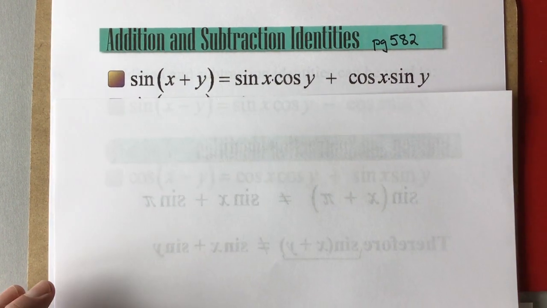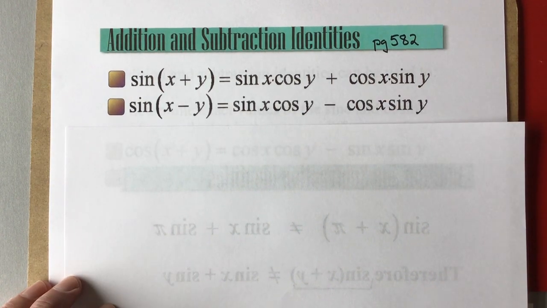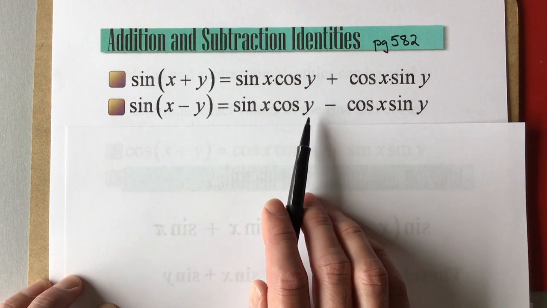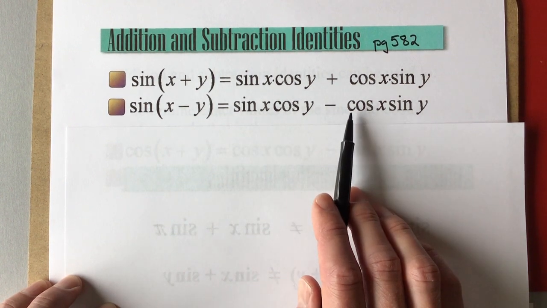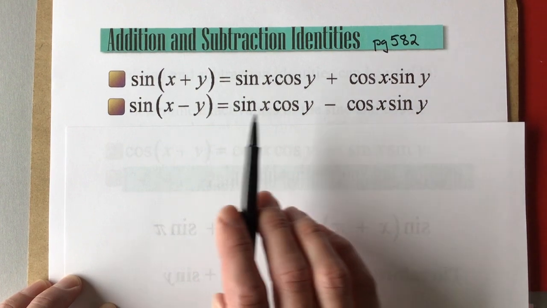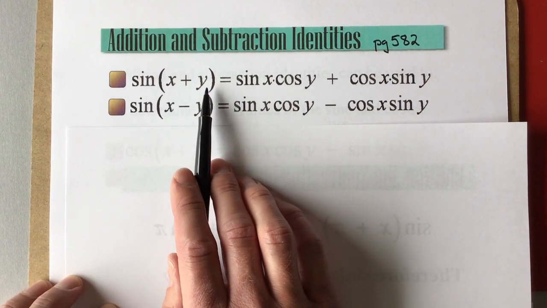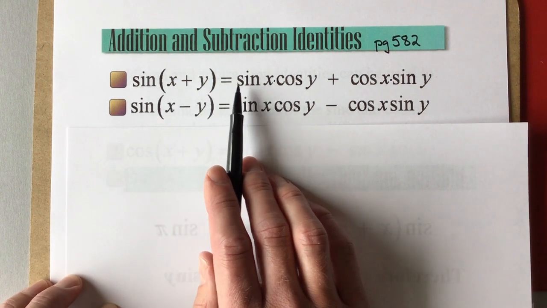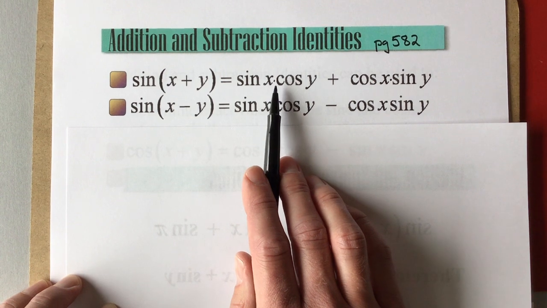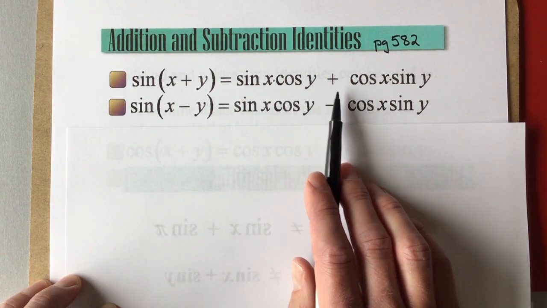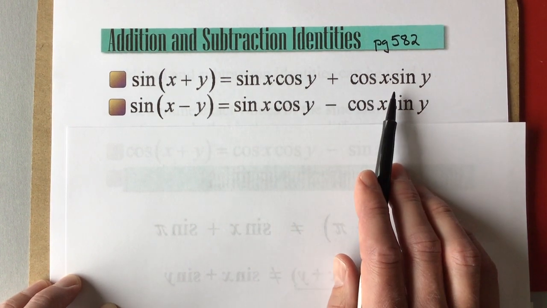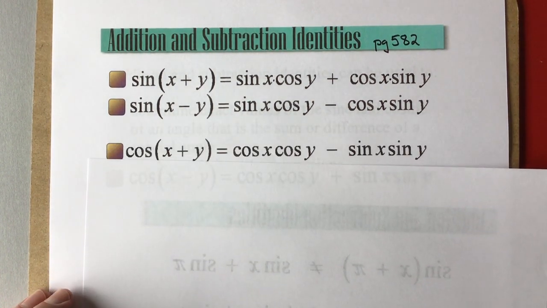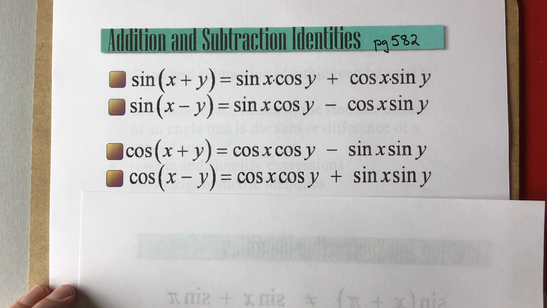The subtraction identity for sine, that would be the sine of x minus y, is equal to the sine of x times the cosine of y minus the cosine of x times the sine of y. And it might be helpful to think of these x's and y's as angles. Sine of this angle plus that angle is equal to sine of x angle times the cosine of y angle, and then the cosine of x angle times the sine of y angle. Cosine has its own addition and subtraction identities.